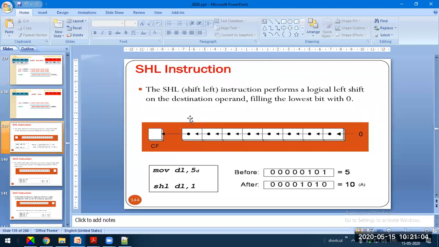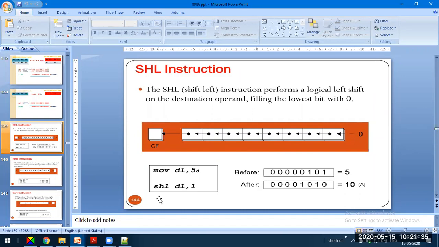First is the shift left instruction. The shift left instruction performs a logical left shift on the destination operand, filling the lowest bit with zero. That is, lower bits are filled with zeros. The upper bit goes to the CF flag, the carry flag. The MSB goes to the carry flag, and the LSBs are filled with zeros. This is a shift operation.